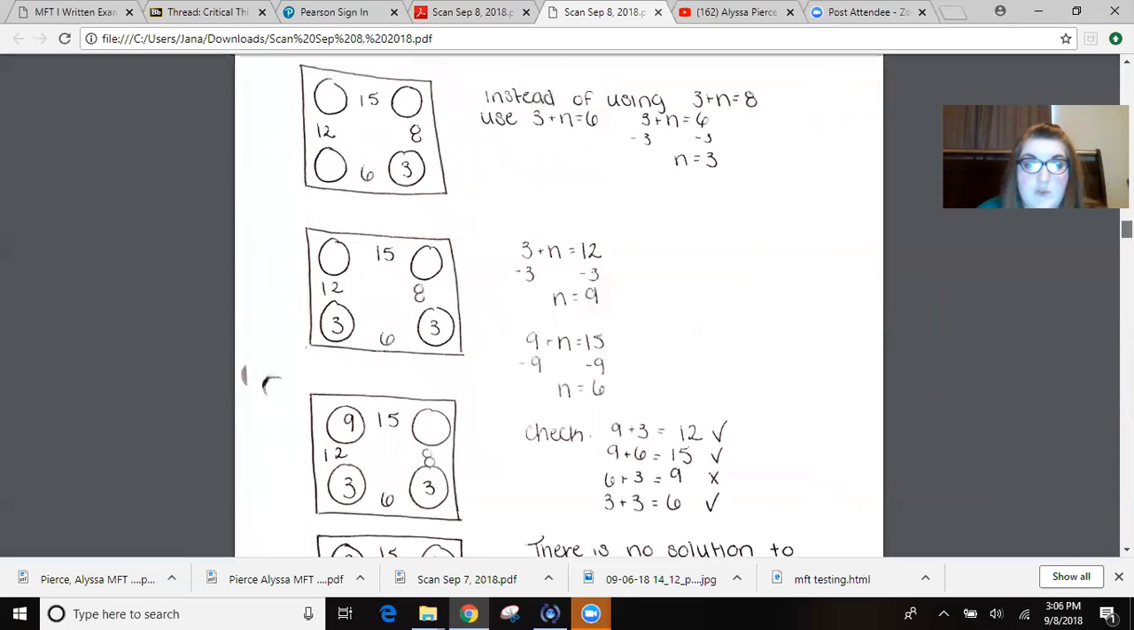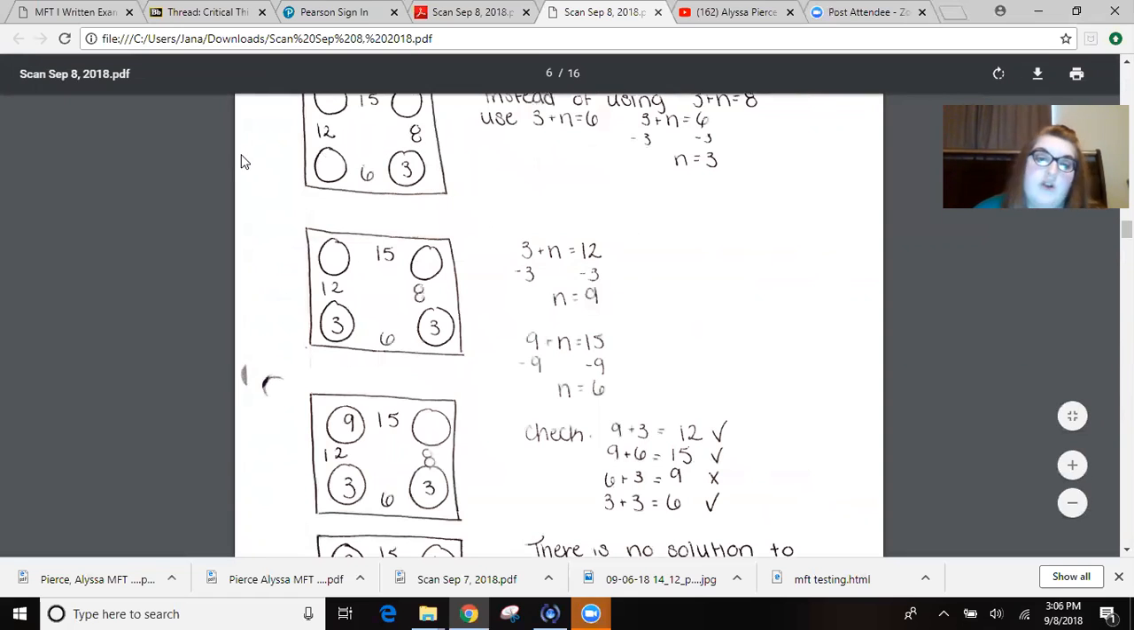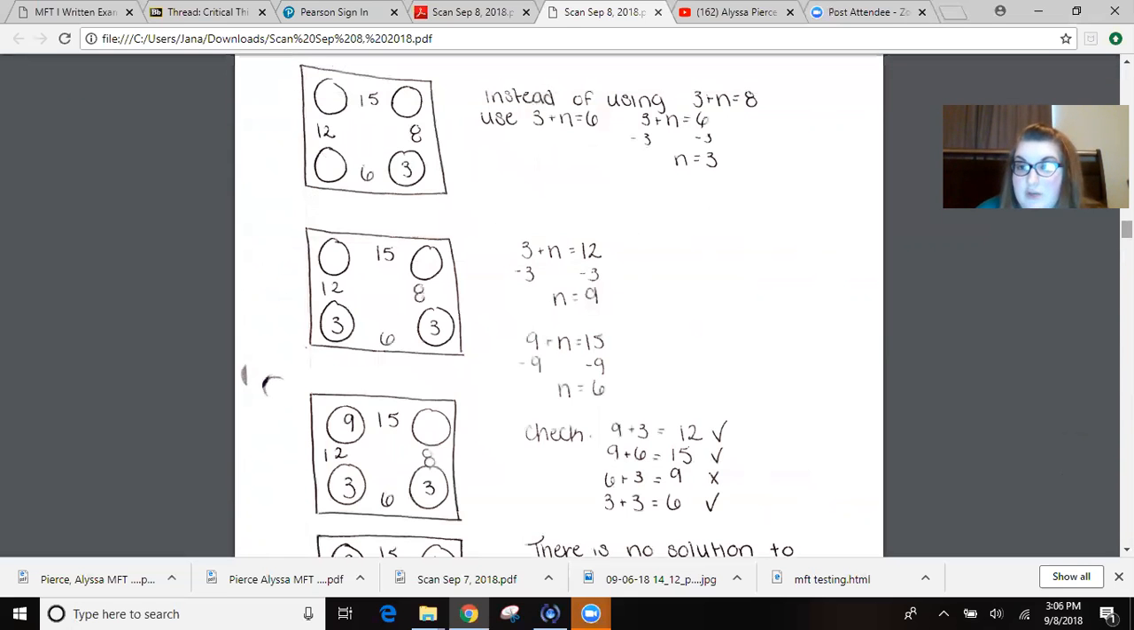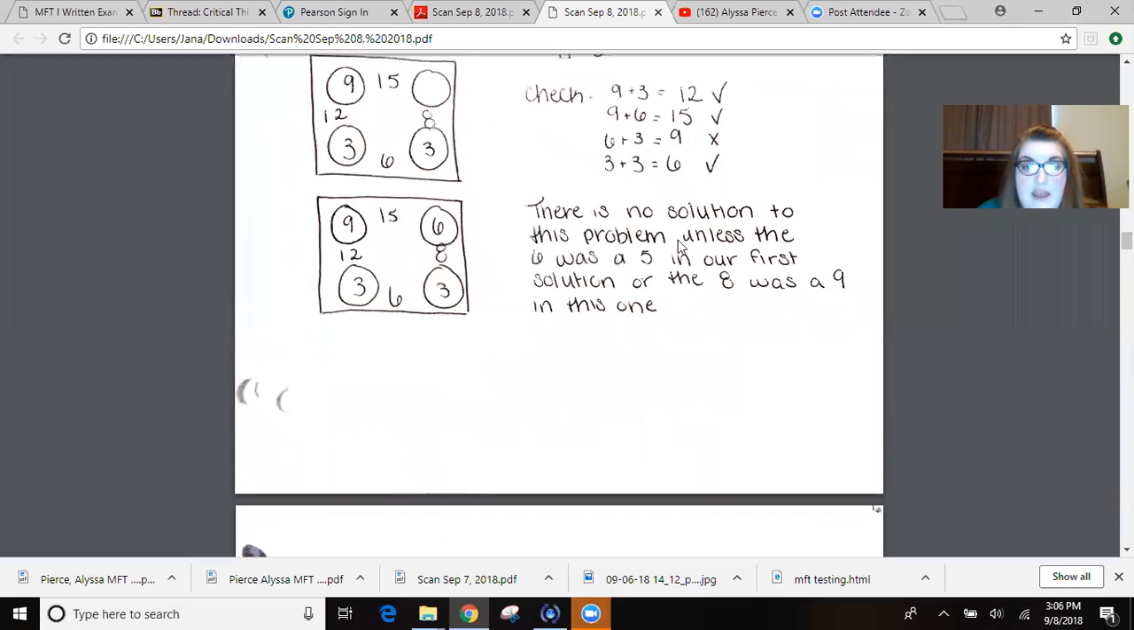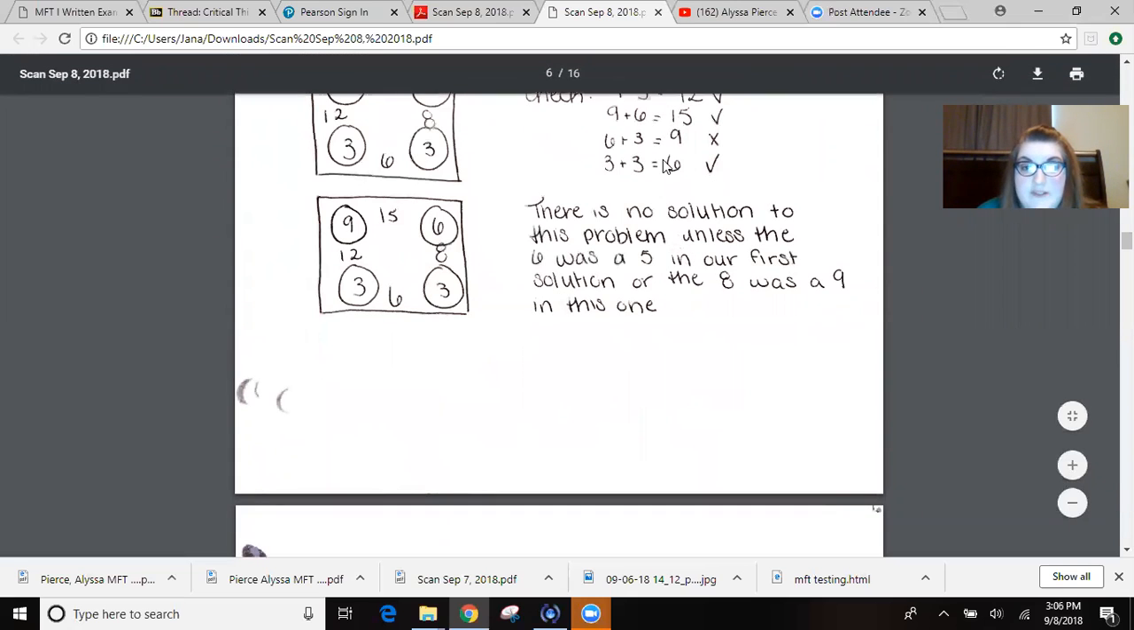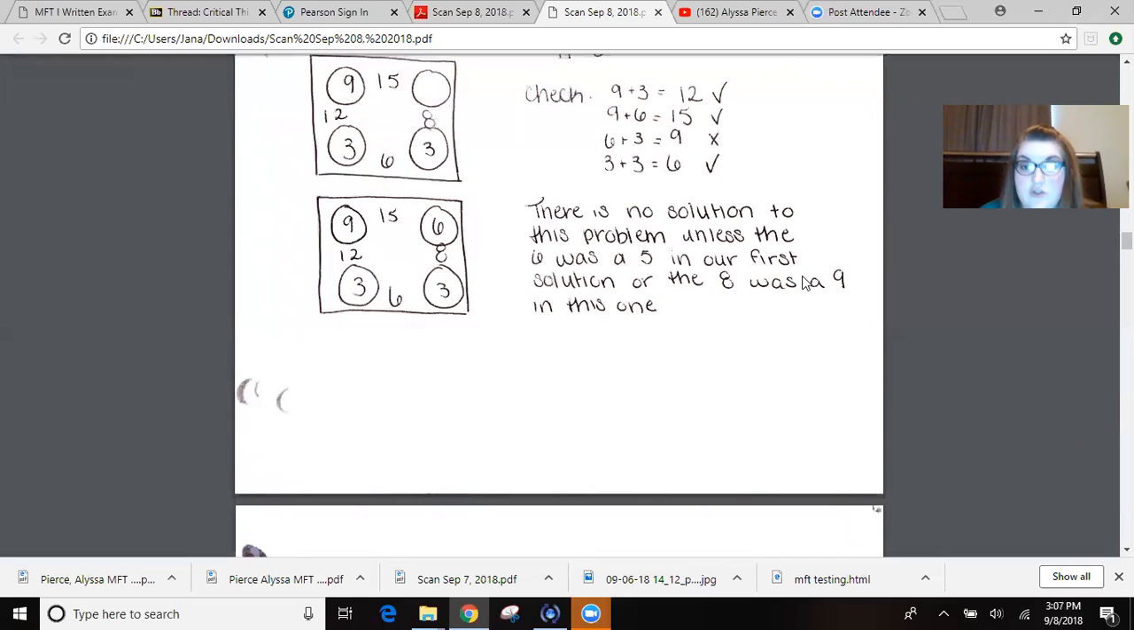So we go back, and instead of doing 3 plus n equals 8, we're going to go to the left, and we're going to go 3 plus n equals 6. So by working backwards, we're already solving that 6 to make sure that we didn't make a mistake there. And at the very end, we find that 9 plus 3 is 12, 9 plus 6 is 15, 6 plus 3 is 9, and 3 plus 3 is 6. Now, the only problem with this is 6 plus 3 is 9. It says 8 here. So it's not us that made an error. There's just no solution to this problem.